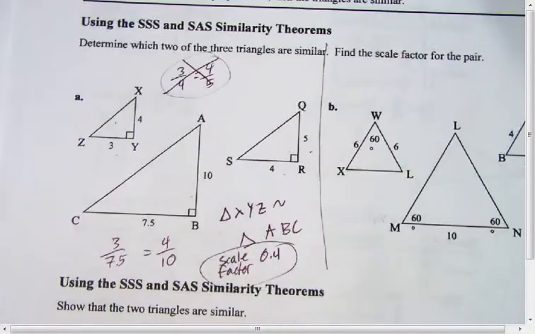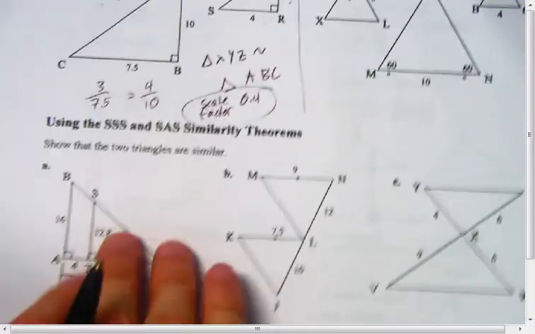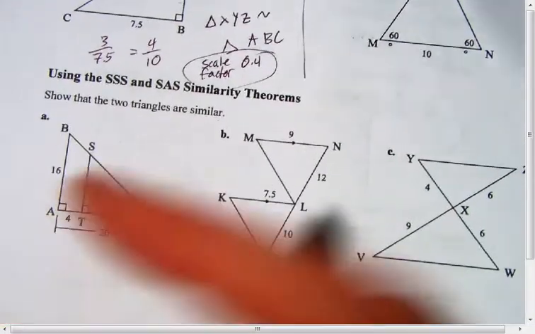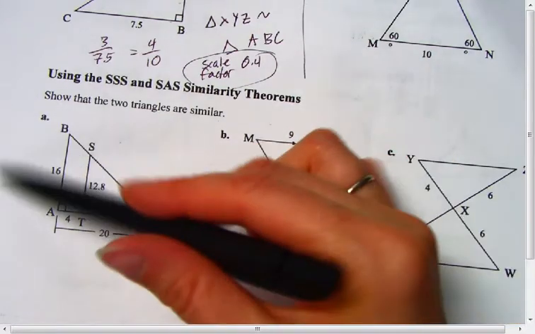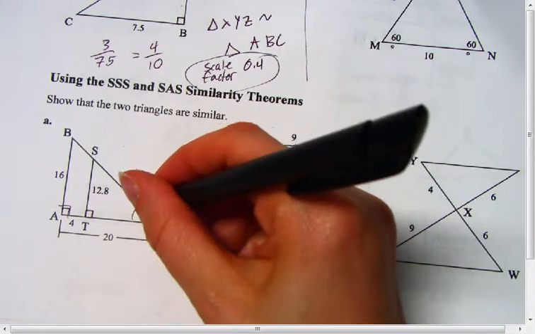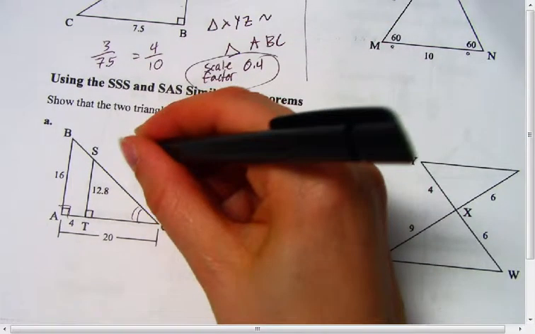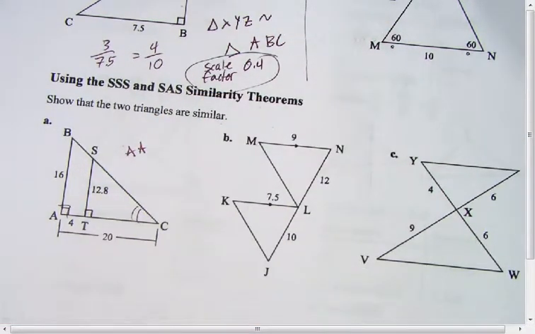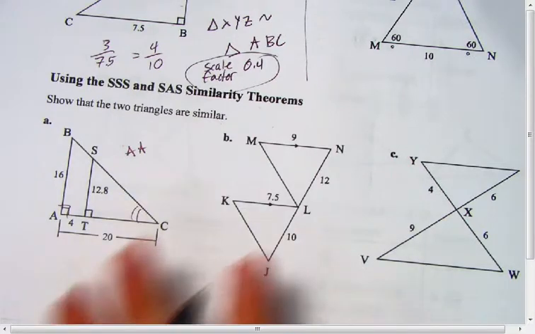Okay, we're going to use side, side, side, and side, angle, side theorems to prove which ones are similar. So I'm going to look at A right here. I know these angles are similar, and look, they share this angle. So I already know these guys are similar by angle, angle. Okay, so I can just move on.